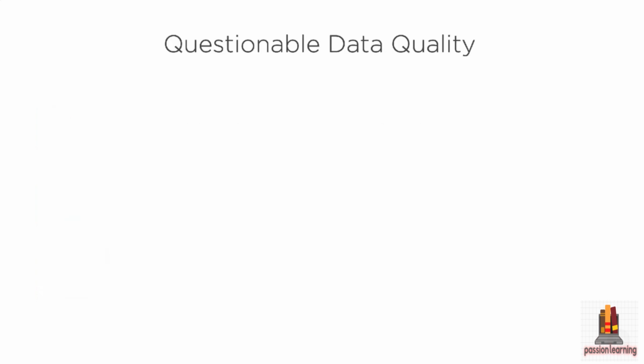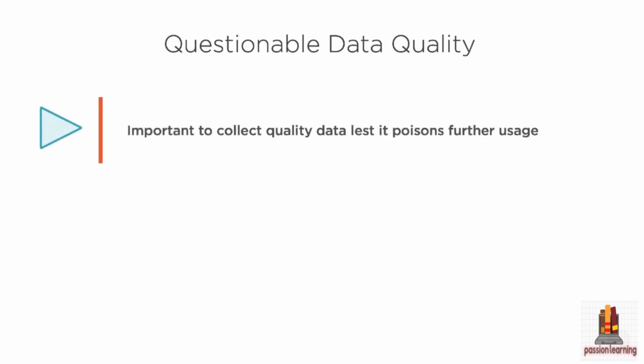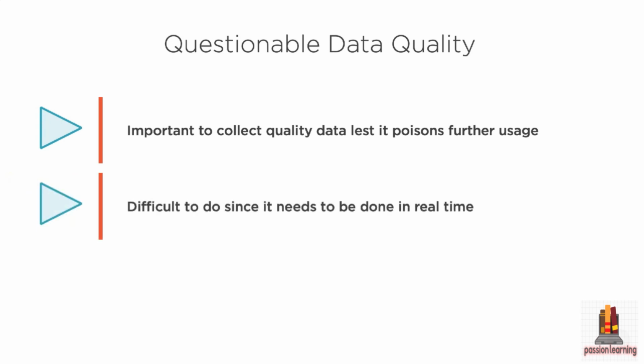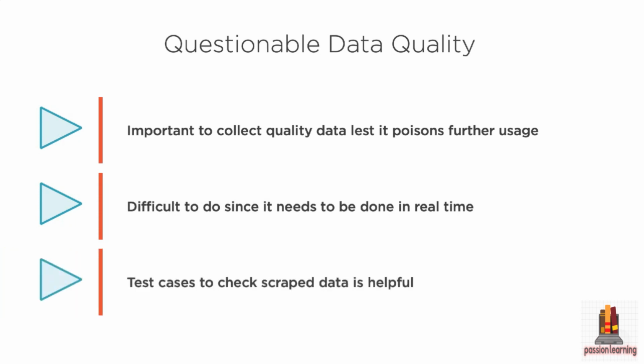Questionable data quality. It is important that the quality of the data collected by the scraper is kept high. Faulty data can cause serious problems if you're using any ML or AI technologies on top of the collected data. Making sure the data meets quality guidelines while crawling is difficult because it needs to be performed in real time. One thing you can do for this is to write test cases. You can make sure whatever your scrapers are extracting is correct and they are not scraping any bad data.